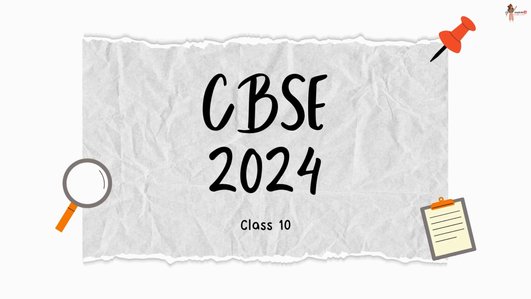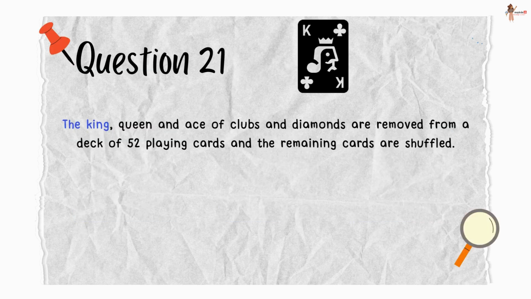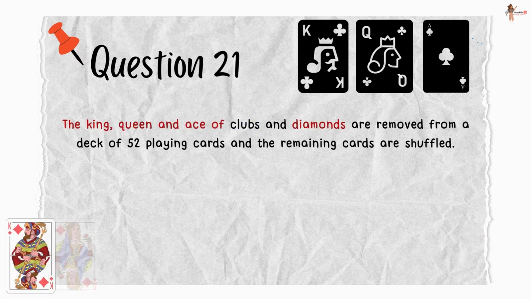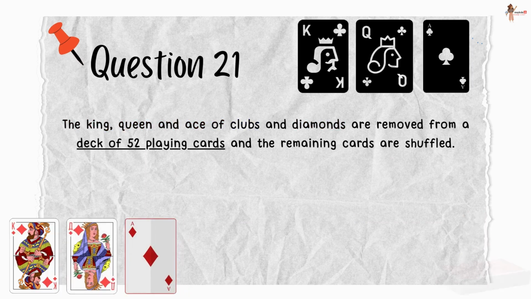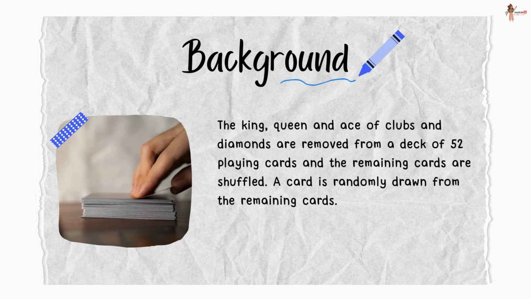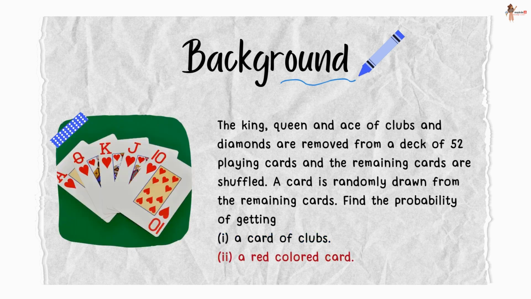CBSE 2024 Class 10, let's see Section B, which has very short answer type questions of 2 marks each. The king, queen, and ace of clubs and diamonds are removed from a deck of 52 playing cards, and the remaining cards are shuffled. A card is drawn randomly from the remaining cards. Find the probability of getting a card of clubs and a red colored card.